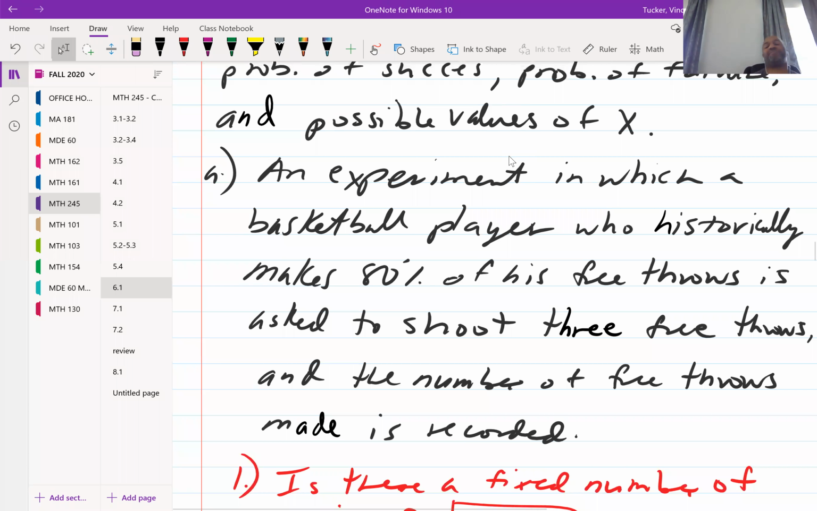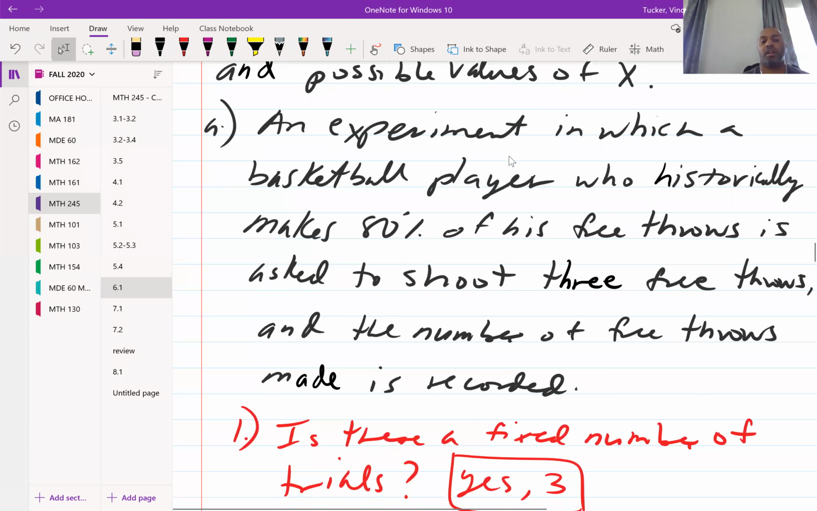So we have to see if it fits the 4 criteria. So the first question, is there a fixed number of trials? The answer is yes. We have 3 shots.